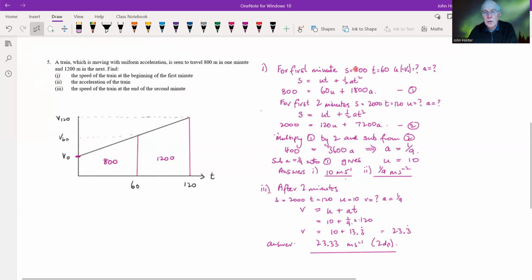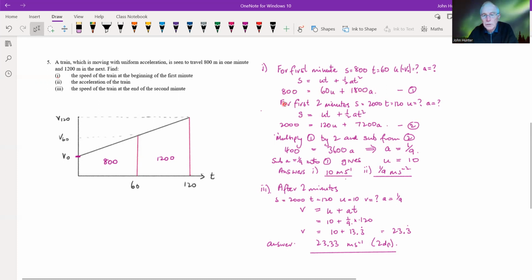So if we look at the first minute alone at the moment, and we just chart out what we know. So the distance is 800, the time is 60. The initial velocity, I've used both u and v0 here. We don't know the acceleration either. So when we use our displacement equation and substitute in the values that we've got, we're still left with u and a in this first equation. Okay, so what do we do?